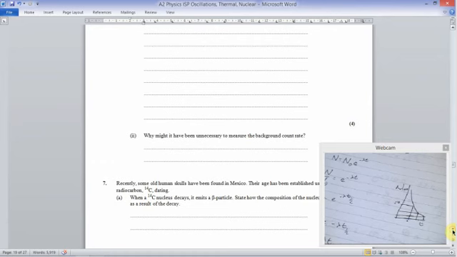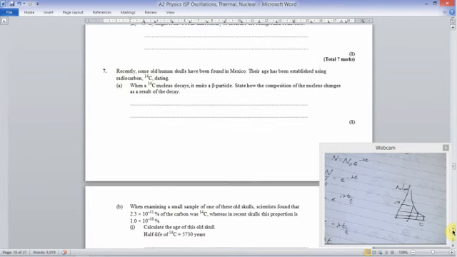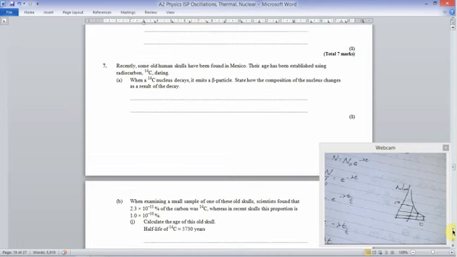So why might it have been unnecessary to actually do this? Well, remember the count rate is normally ridiculously large compared to the background rate. The background radiation is going to be very, very small. The count rate is usually very, very large, so the comparison, well, there isn't one really, so it's going to make a negligible difference.